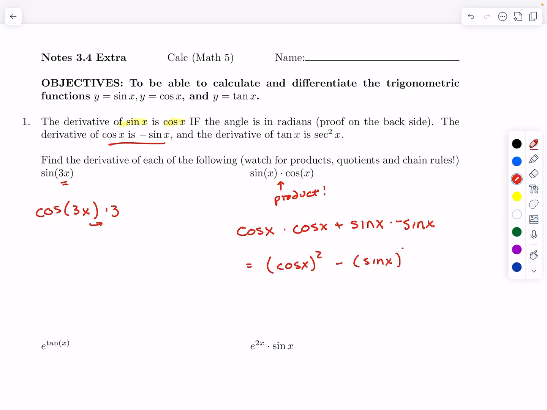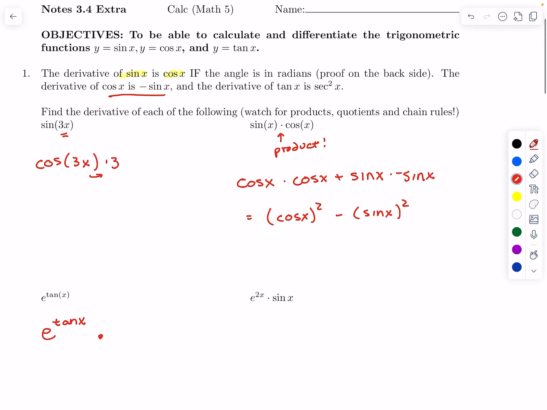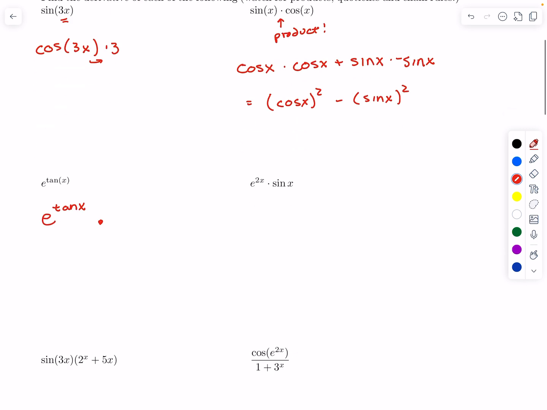Fine. E to the tan x. Remember, the derivative of e to the x is e to the x. So the derivative of e to the thing is e to the thing times the chain rule. Chain rule is always a real live multiplication, not up in the exponent. So not up there. What's the derivative of tangent? Secant squared. Proof on the back. Fine, whatever.